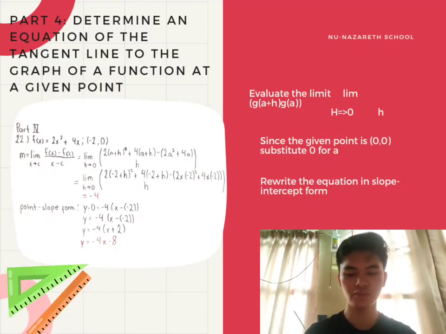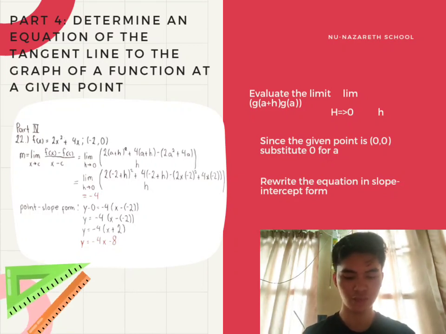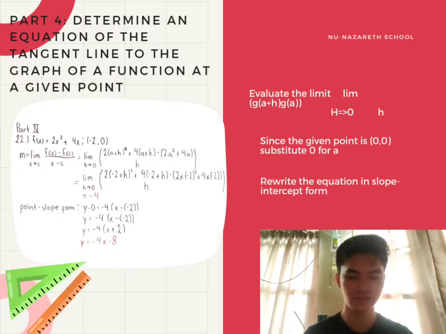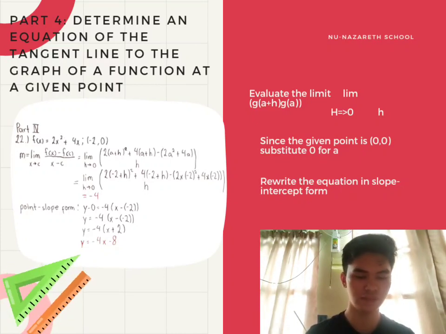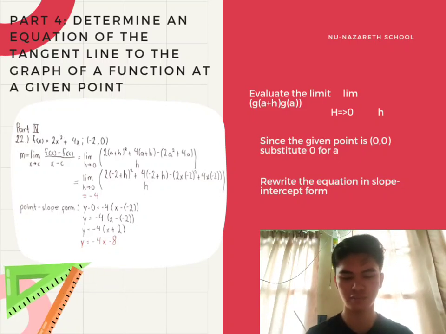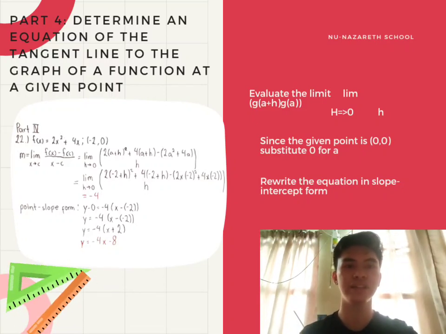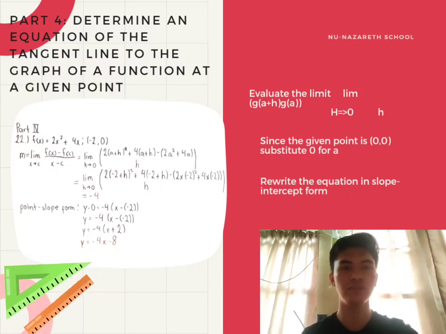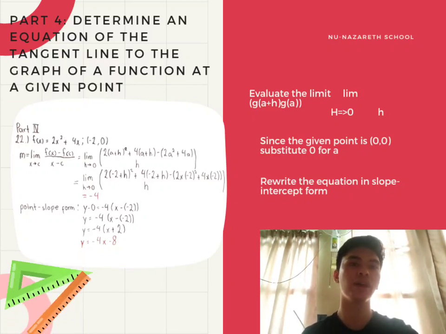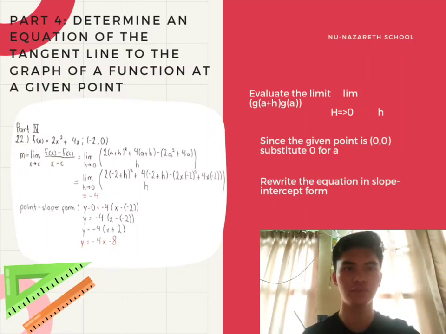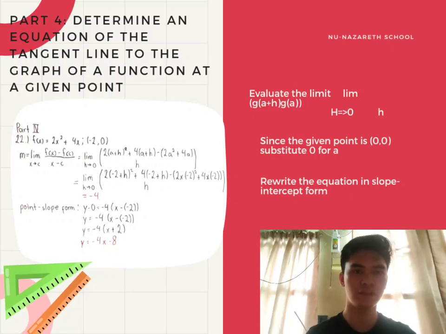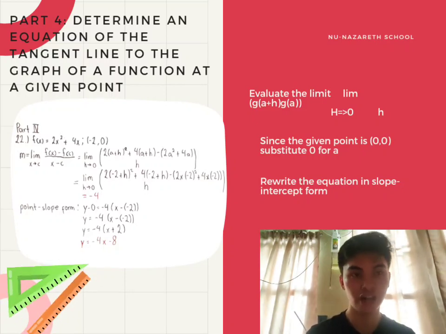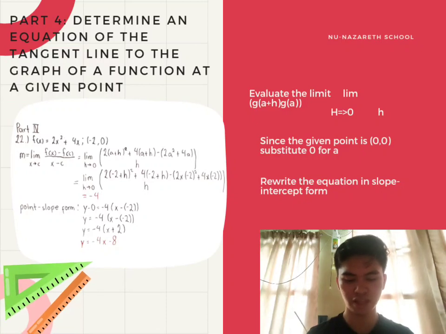So my point slope form is y minus 0 equals negative 4, open parenthesis, x minus 0, close parenthesis. I rewrite the tangent line in point slope form using 0 and 0, and m equals negative 4. So I rewrite the equation in slope-intercept form. So I just remove the 0 and I got the answer, y equals negative 4x.